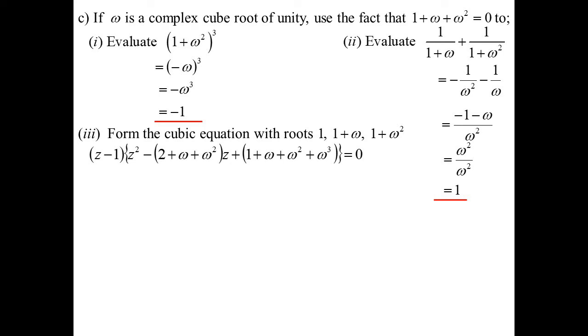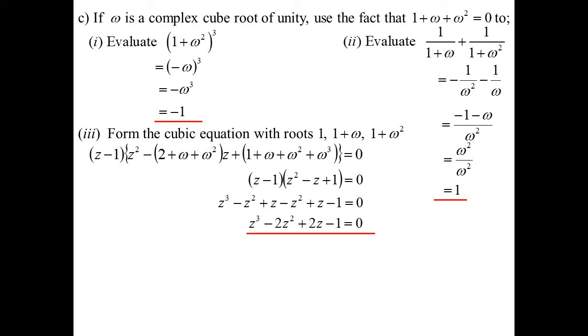Well, what do we know? We know 1 plus omega squared is equal to 0, so therefore 2 plus omega squared must be equal to 1. Okay, I've got 1z. 1 plus omega squared plus omega cubed, well, 1 plus omega squared is 0. Omega cubed is 1. I'm left with 1. There's my equation. Let's expand it out, tidy it up, looks a lot nicer. z cubed minus 2z squared plus 2z minus 1 equals 0.